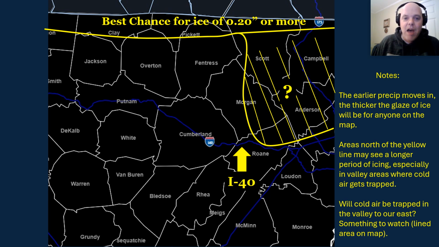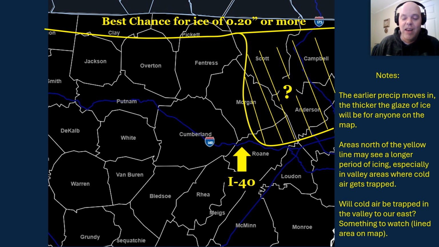Now, why do I have an area to our east in concern? Well, sometimes that cold air that I said is very dense, very heavy, very stubborn to move out, sometimes it gets stuck in the valley. And those warm southerly winds that push our cold air out of the way just run over the top of the cold air that's in the valley. So that can cause a longer duration freezing rain event.